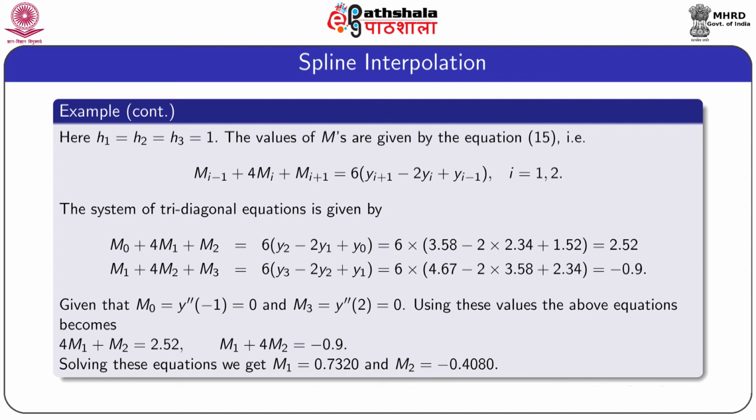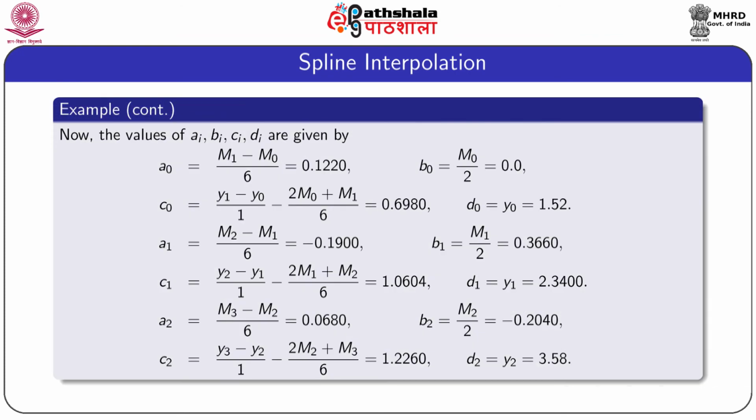So, these two are very simple and we can solve this system by any method, and we obtain the solution as m1 equal to 0.7320 and m2 equal to minus 0.4080. Thus, we obtain all the values of m0, m1, m2 and m3.